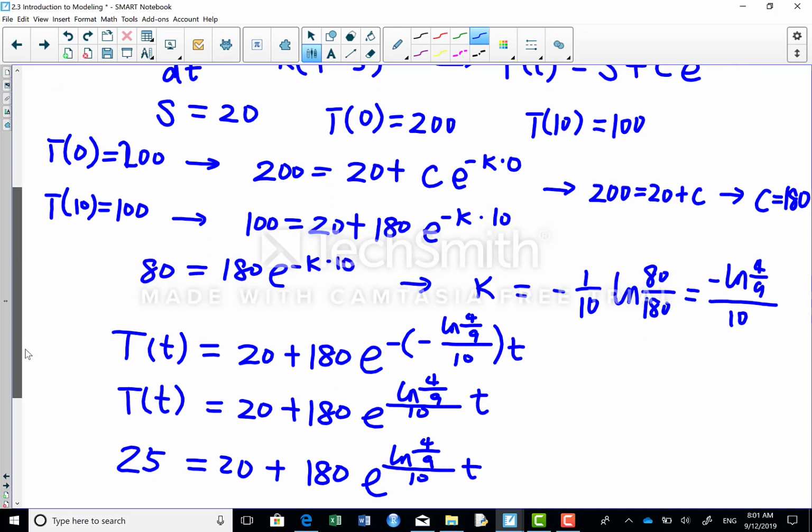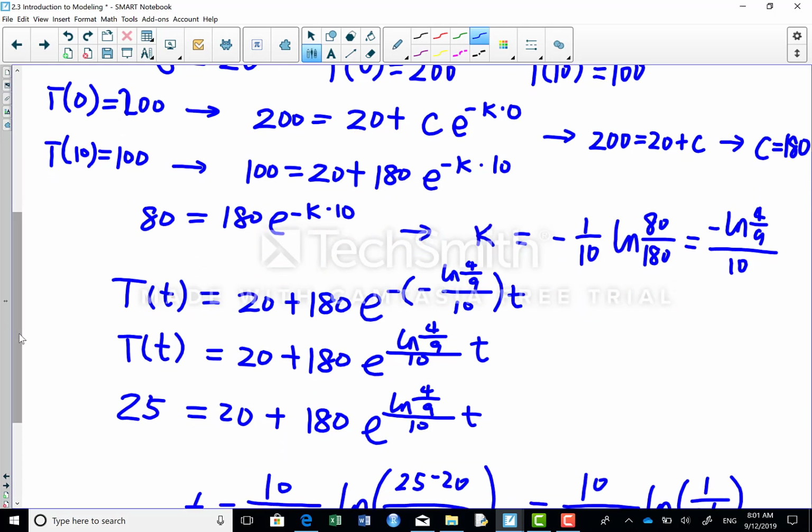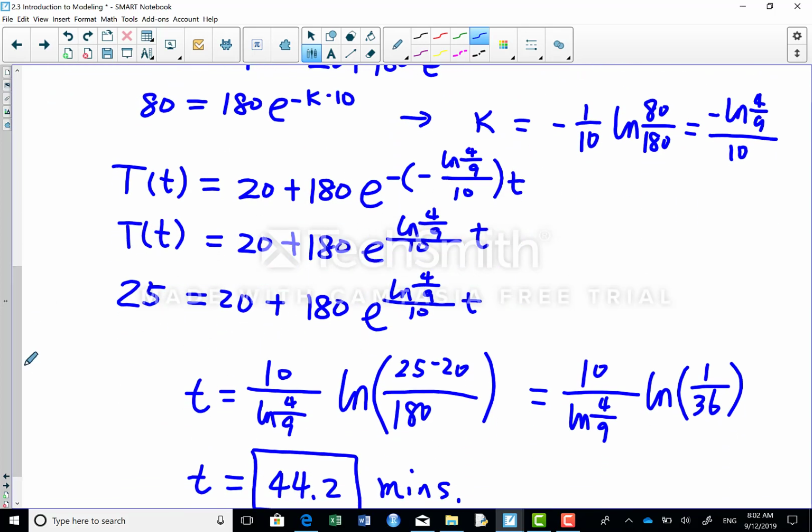And you solve: k is equal to negative 1/10 ln of 80 over 180. Simplify a little bit, so that's negative ln(4/9) over 10. I will keep this expression as the exact value for k, and then plug that value back into the solution. So T of t, the particular solution, is equal to 20 plus 180 e to the power negative k t. Simplify a little bit algebraically: T of t is equal to 20 plus 180 e to the power (ln(4/9)/10) times t.